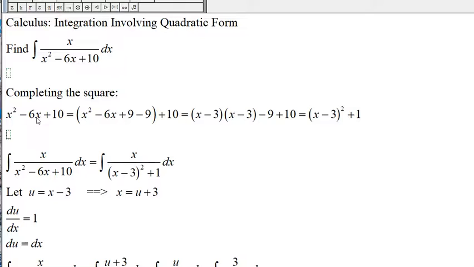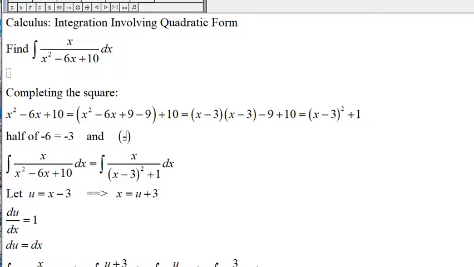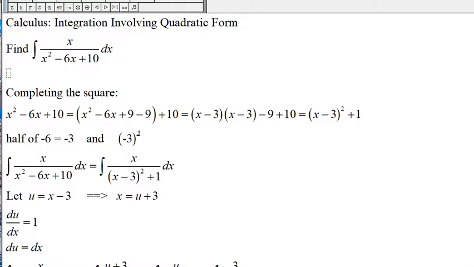to complete the square, take half of negative 6, which is negative 3. And then negative 3 squared is 9. And so we'll add 9 and subtract 9, which is 0.